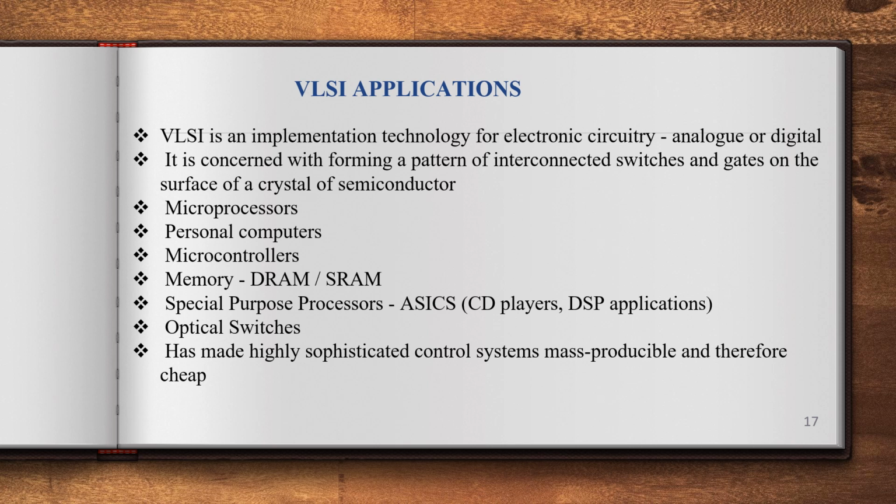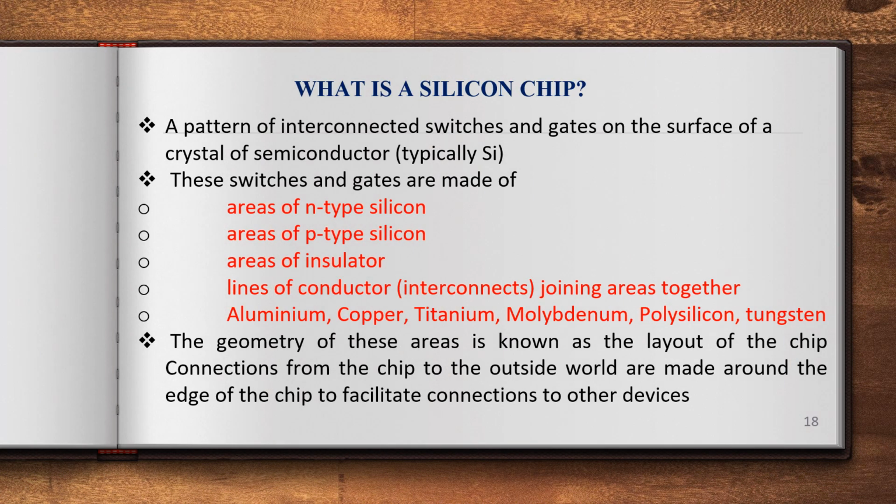VLSI has made highly sophisticated control systems. When these VLSI systems are produced in a huge manner, then automatically cost comes down. What is a silicon chip? A pattern of interconnected switches and gates on the surface of a crystal of semiconductor.